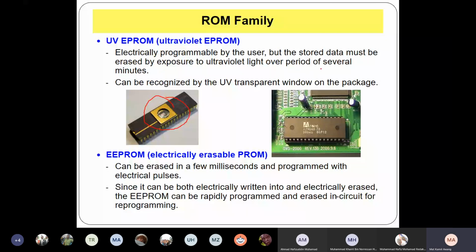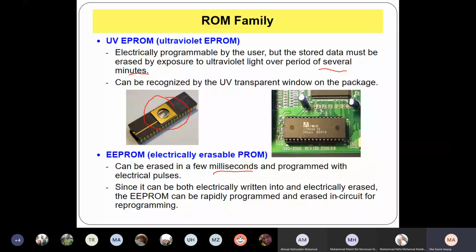To erase this, a few minutes. But this one, electrically erasable, you only require milliseconds. Then after that, you can reprogram. So since it can be both electrically written into and electrically erased, the EEPROM can be rapidly programmed and erased in circuit for reprogramming. So basically you don't have to take this out from your circuits.